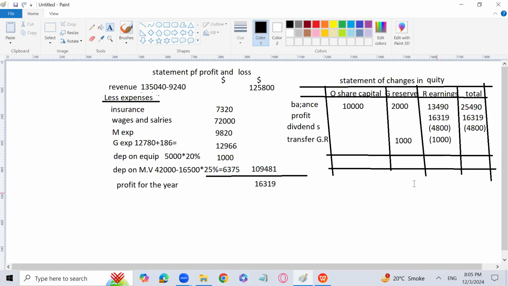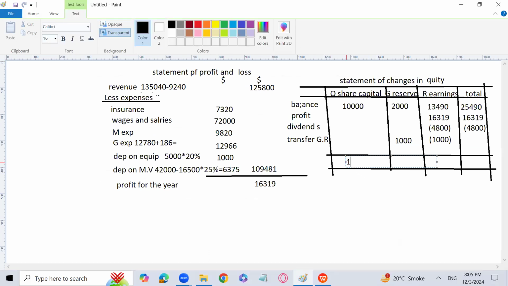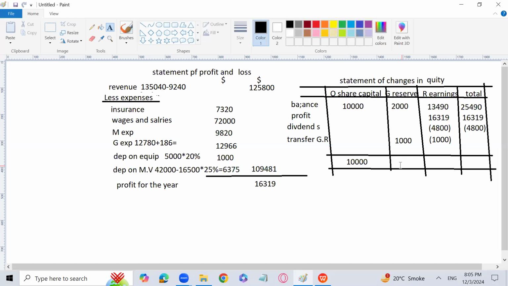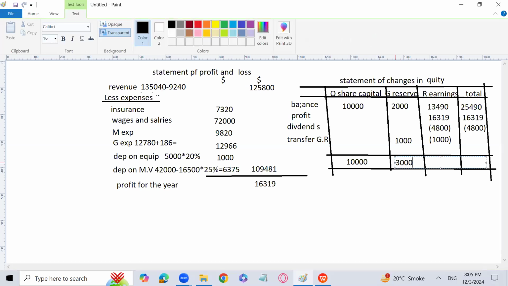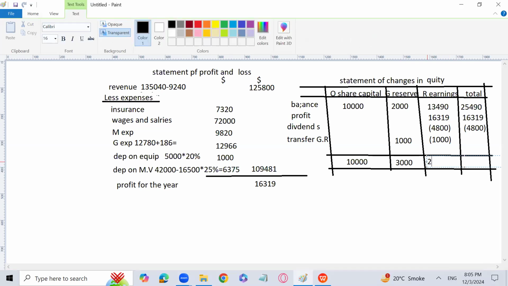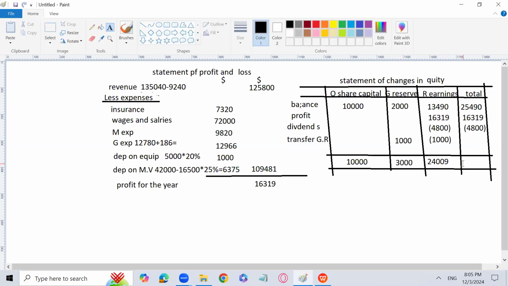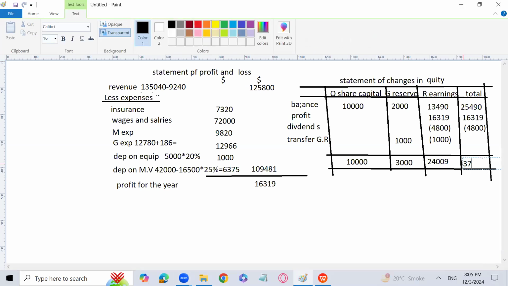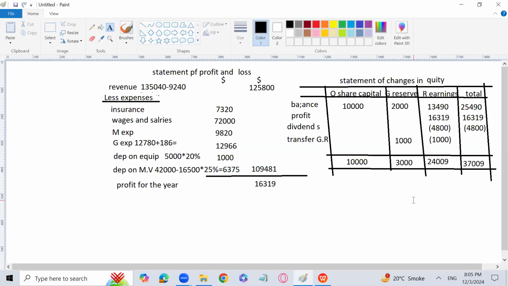The total column will not be affected by the transfer to general reserve, because the total equity will remain the same. So ordinary share capital is going to be 10,000, general reserve is going to be 3,000, and the retained earnings column is going to be 24,009. The total now becomes 37,009. And whether you total it column wise or row wise, you will get the same answer. The total will remain the same.